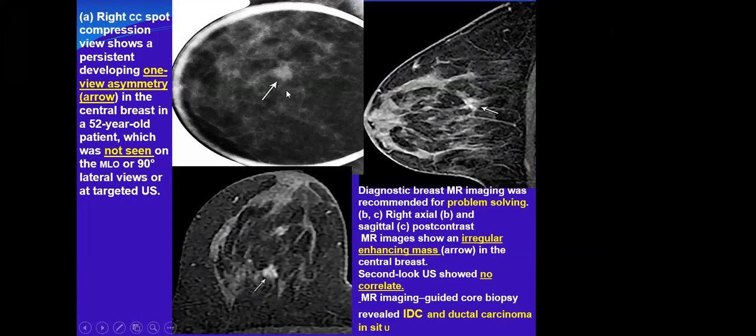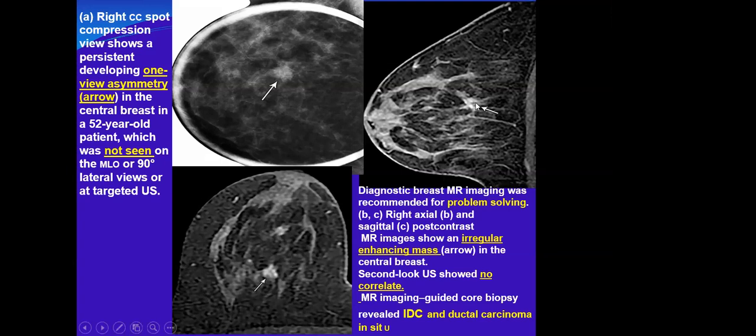Findings in a 52-year-old: it was not seen on MLO or on 90 degrees, seen only on the CC view. So it is seen in a single view, and diagnostic, and also was not seen on targeted ultrasound. So here we need to confirm by MRI, because it is really impressive as a mass on the spot compression view, giving the conspicuity of a mass. But being seen only on a CC view and a spot compression view, we need to solve the problem by doing MRI, and this is axial and sagittal.